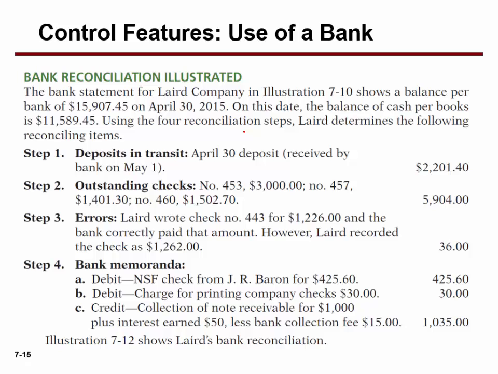12,204.85, you say? 12,204.85? Okay, good. Now let's see if we can get that number to match what the company records are saying. Okay, so that's the corrected balance.